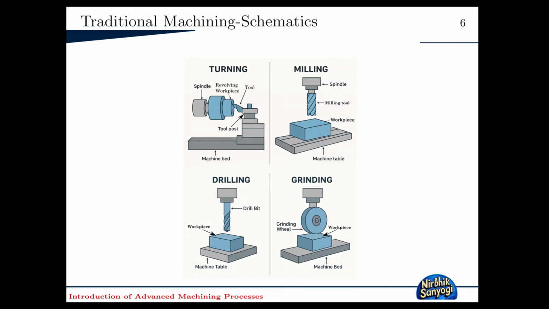Schematic diagrams of the turning process: a spindle with the revolving workpiece, the tool is engaged with the workpiece, and then the turning operation starts, right? Tool post, machining bed. Similarly for milling, tools are there to shape the workpiece into a desired shape. Again, a drill bit is attached to the spindle, and using manual feed or automatic feed, the workpiece is being drilled, right? And similarly for grinding, the grinding wheel is attached to the machine head, and you can see that using that grinding wheel, my workpiece is getting ground.